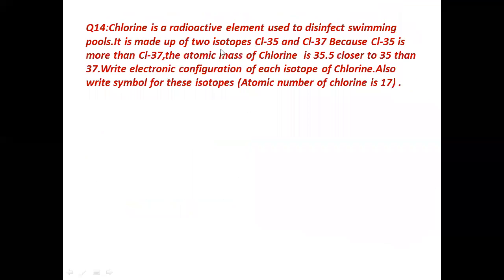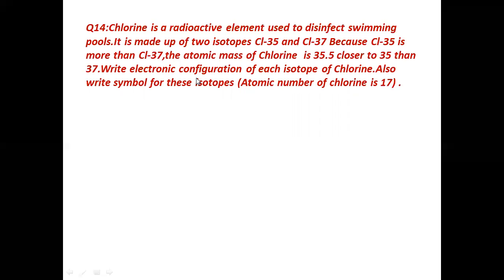Question number 14. Chlorine is used to disinfect swimming pools, to kill all the germs from the swimming pool. It is made up of two isotopes. Chlorine has two isotopes, chlorine 35 and chlorine 37. But because chlorine 35 is more than chlorine 37, the percentage abundance of chlorine 35 is 75%, and that of chlorine 37 is only 25%. The atomic mass of chlorine is 35.5, which is closer to 35 than 37.